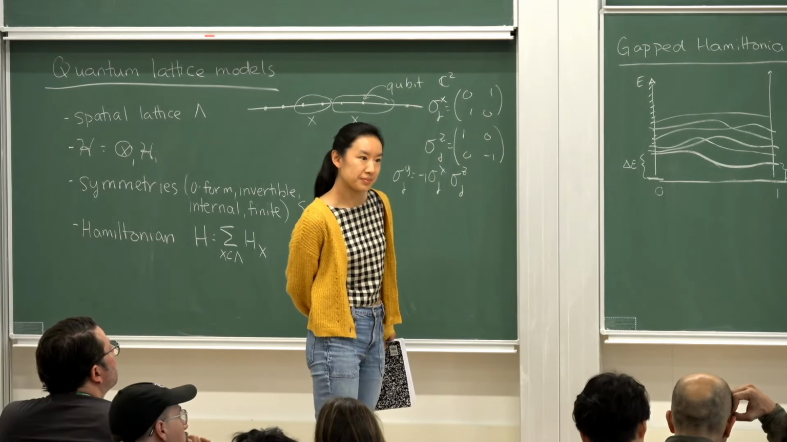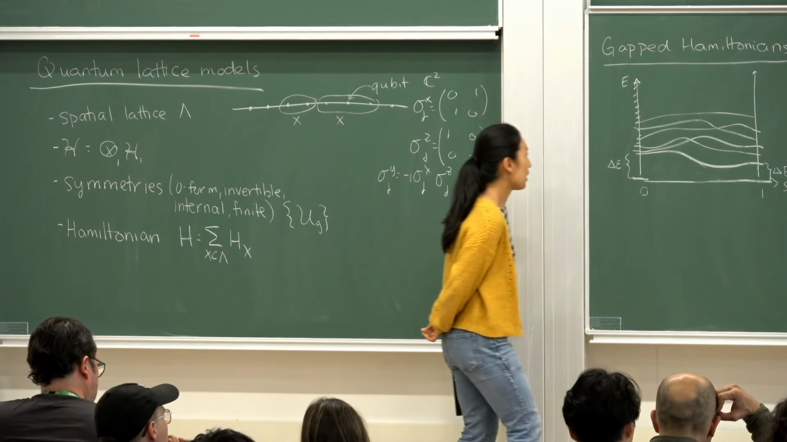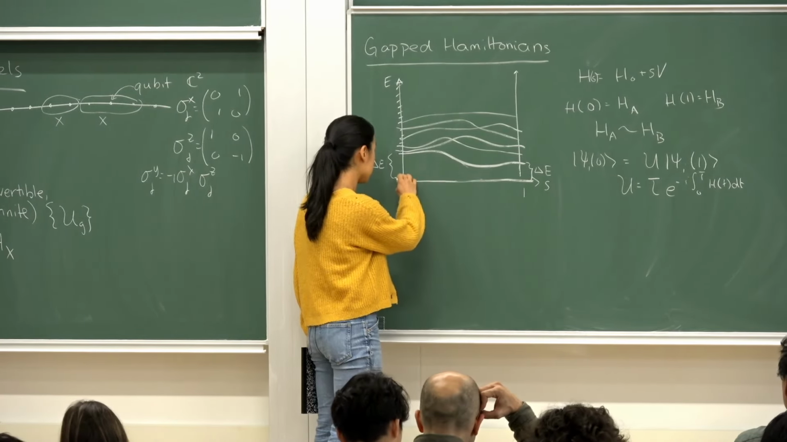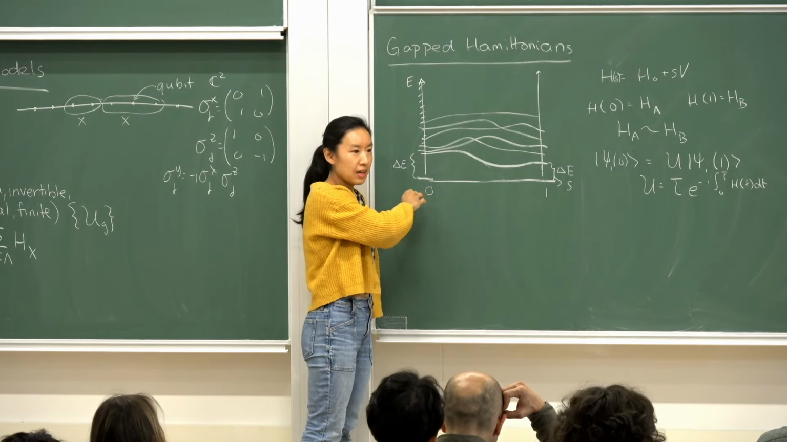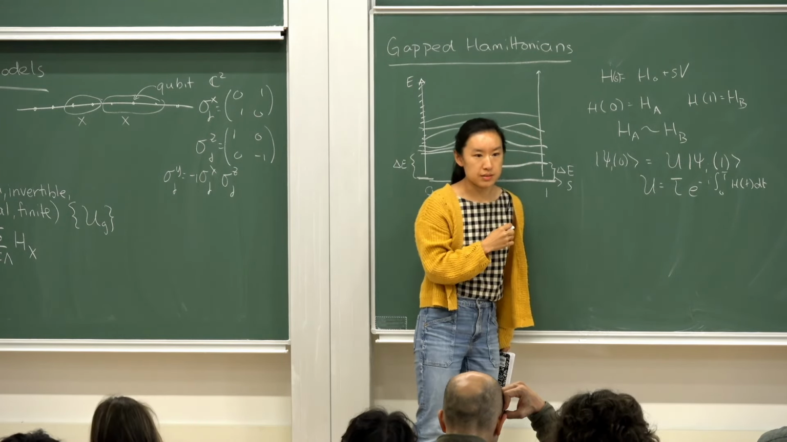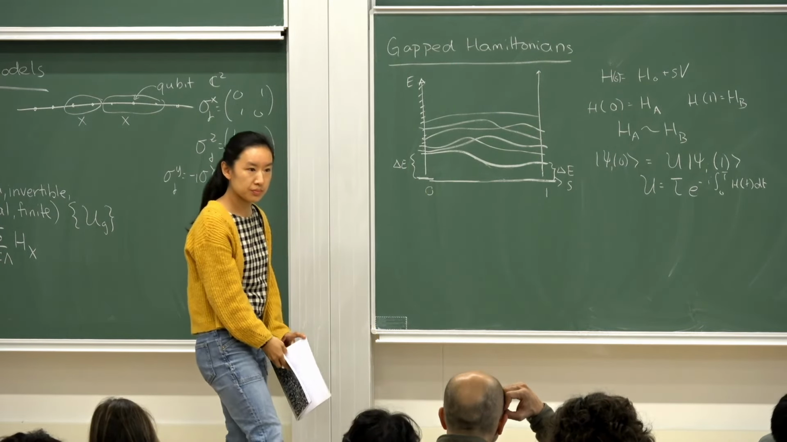In your picture, is it possible to also have continuous spectrum? Yeah, so you aren't guaranteed that. If you have a gap closing, so there's a continuum of energies above the ground state, then you can't guarantee this nice interpolation between the ground states. I see.